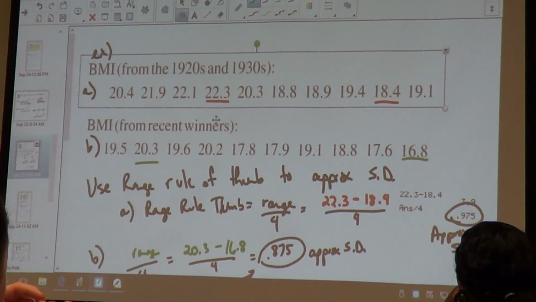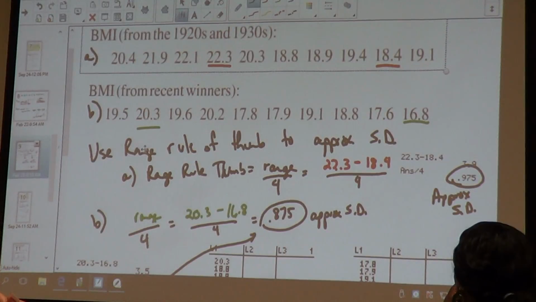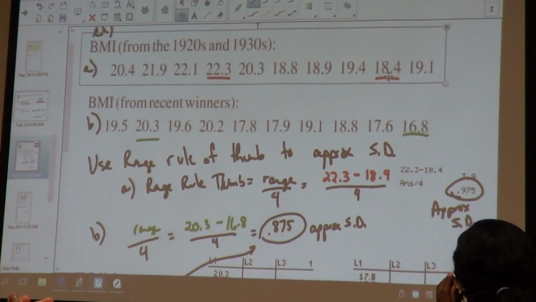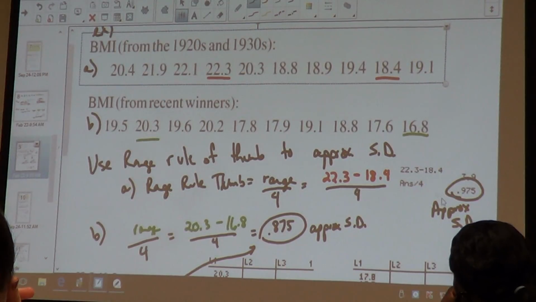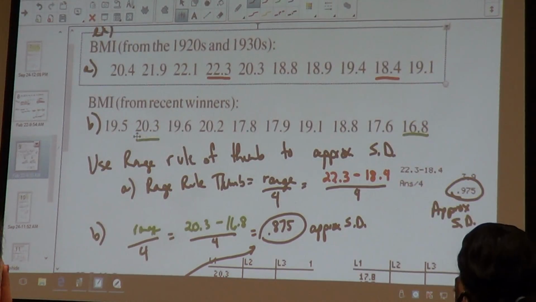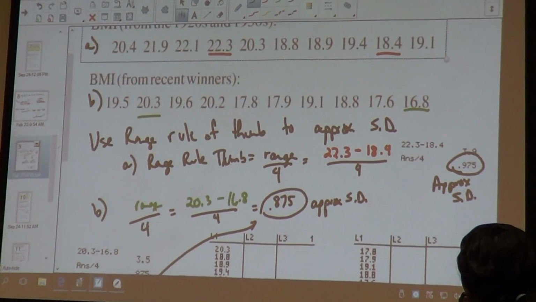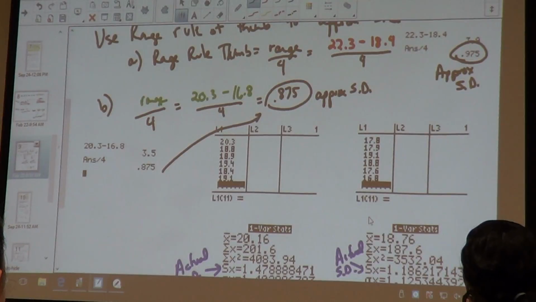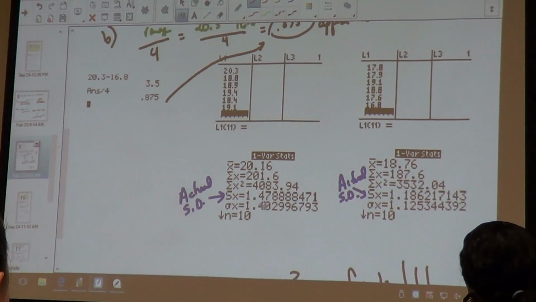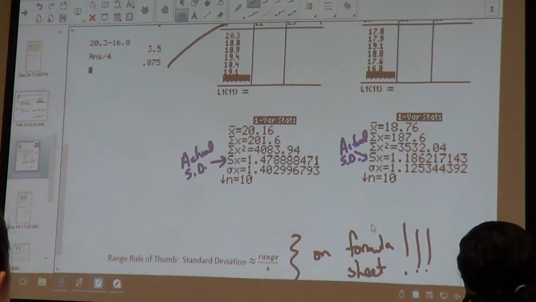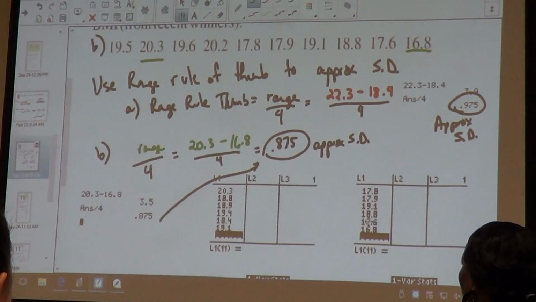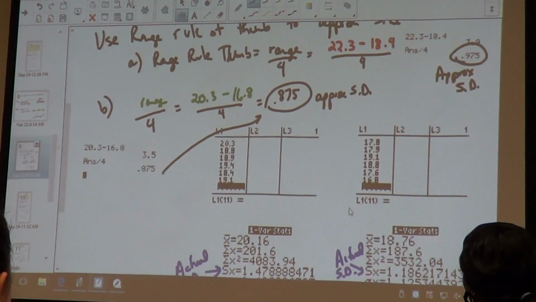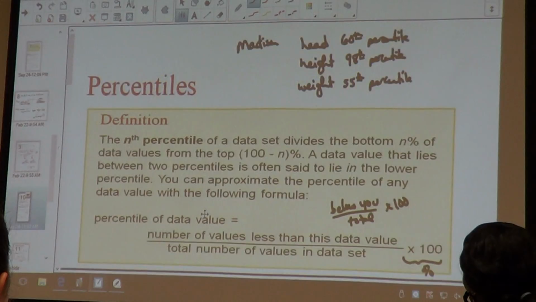here's another one. I just pulled up the BMI, and it says use the range rule of thumb to get the approximate. So I did high minus low divided by 4. And then I did it for the second one, high minus low divided by 4. So those are the approximates. And then I typed in the data, and I gave you the actual. So I just did 2 more, just to show you the difference between what the approximate is and what the actual is.